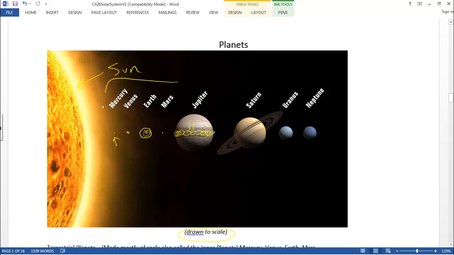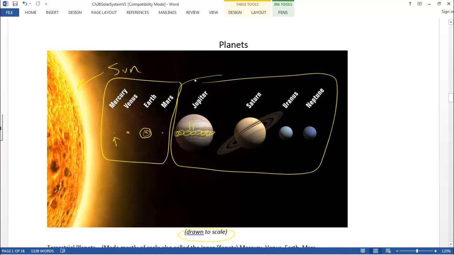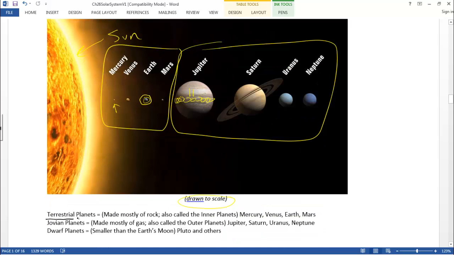And what scientists have done is they've said, let's break up the planets into two groups. We got the terrestrial planets. These are the ones that are very rocky. They're also the ones that are closest to the sun, so they're called the inner planets. And then we have the other four, which are huge. Those are the Jovian planets, and they're largely composed of gas. They're farther away, so they're called the outer planets.